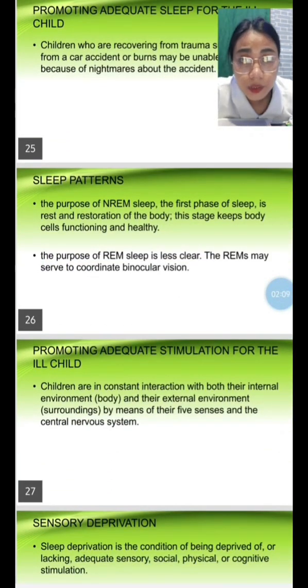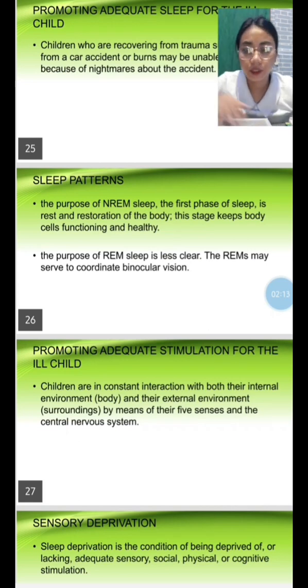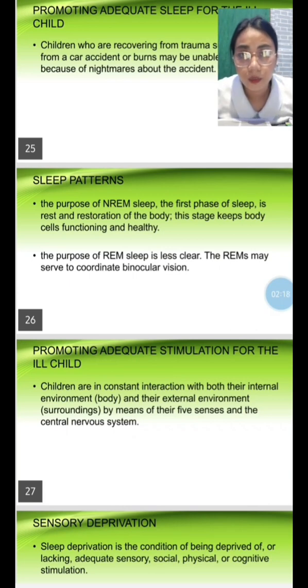So let's proceed to sleep patterns. The purpose of NREM sleep. The first phase of sleep is rest and restoration of the body. This stage keeps body cells functioning and healthy. And the purpose of rapid eye movement, or REM sleep, is less clear. The REMs may serve to coordinate binocular vision.